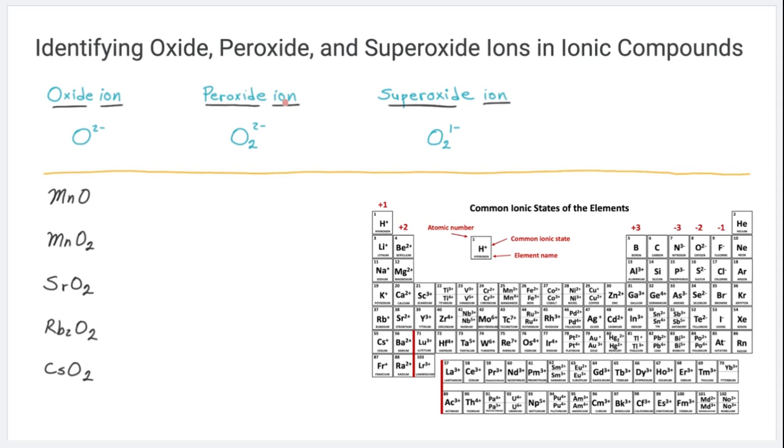A peroxide ion is when we have O2 with a -2 charge. And a superoxide ion is when we have O2 with a -1 charge. Okay, so I'm going to explain this with a few examples. These are the examples that we are going to solve.